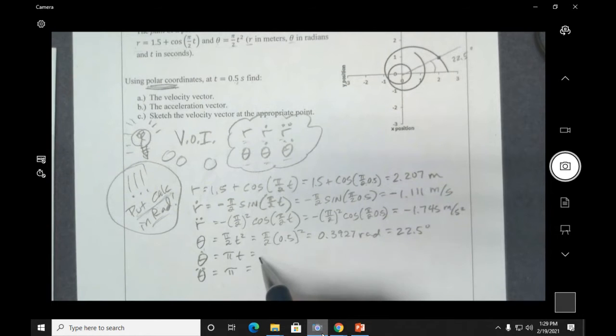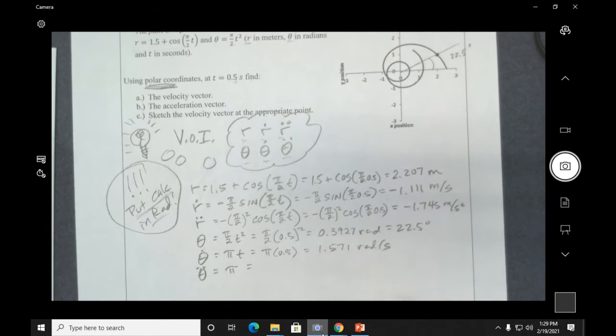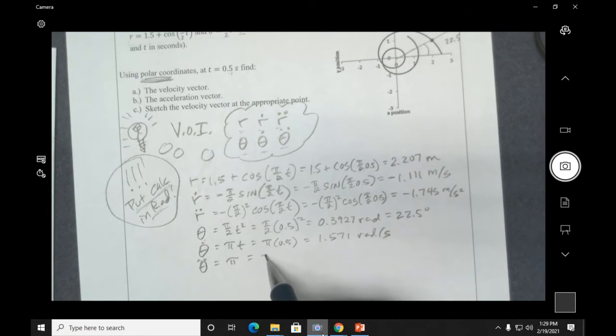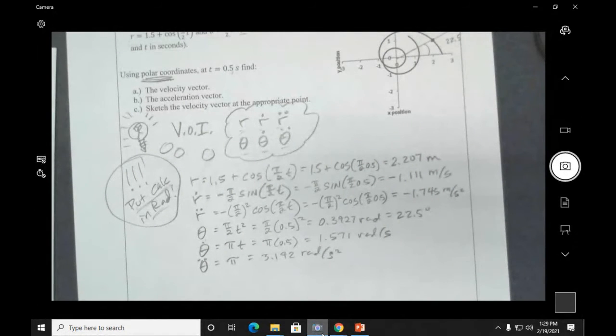Gives me a little more confidence. Here we go, the pi times 0.5, 1.571 radians per second. And then this is just 3.142 radians per second squared.